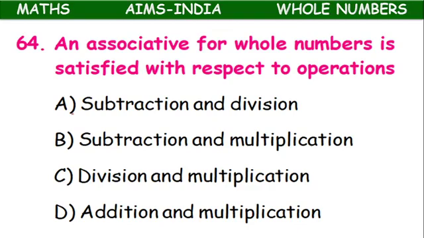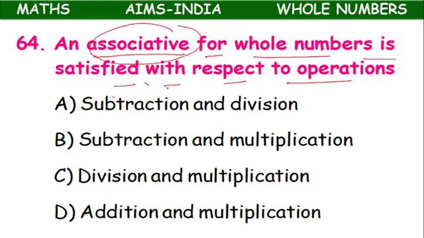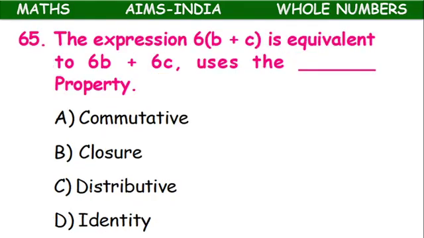Next, 64th. So the associative law for whole numbers is satisfied with respect to which operations? The associative law we have already discussed. It is only applicable for addition and multiplication of whole numbers. So D option is the correct answer.